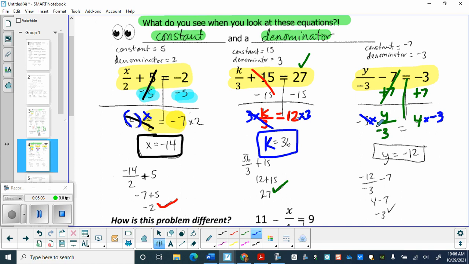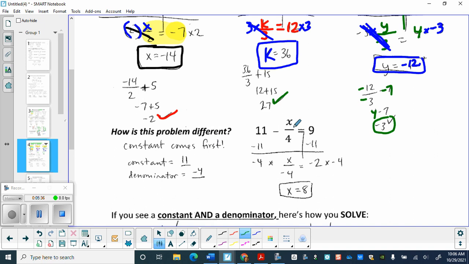So anyways, the negative 3 divided by the negative 3 cancels out. And now 4 times negative 3 is my negative 12. And we have solved for y. Now, of course, to check, we want to plug in this negative 12 for y. So we've got a negative 12 divided by a negative 3, which is a positive 4. And now we're going to take away 7. The constant comes last, so we're going to take away 7. We do get a negative 3, which is what we were expecting, so we know we're good to go.